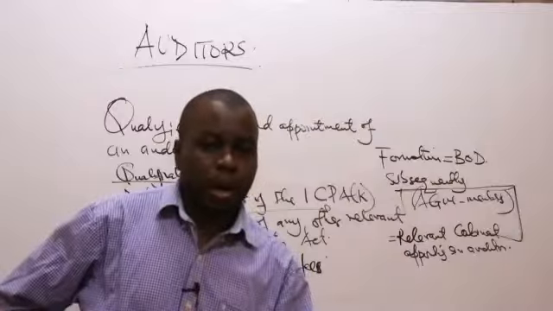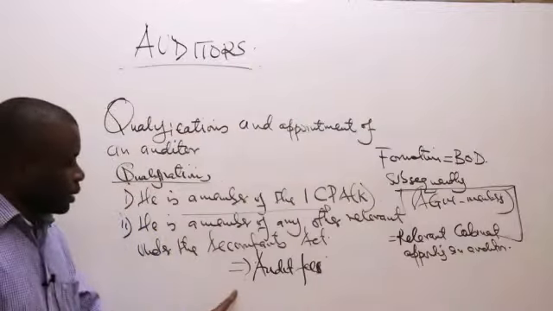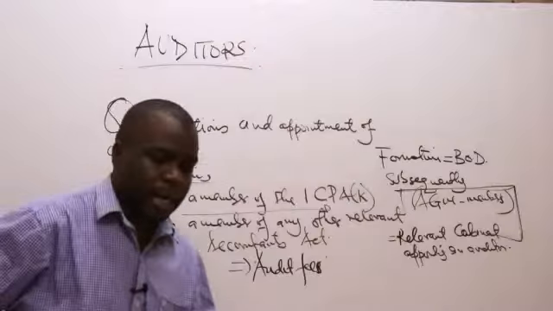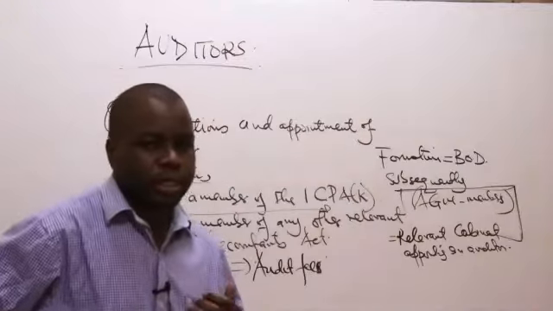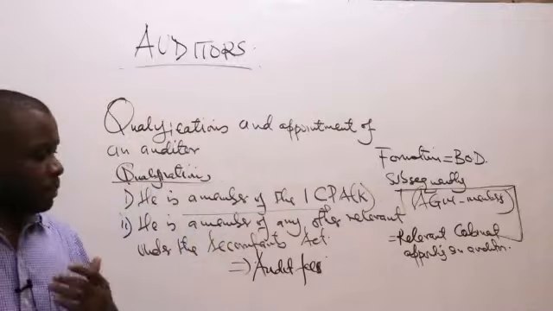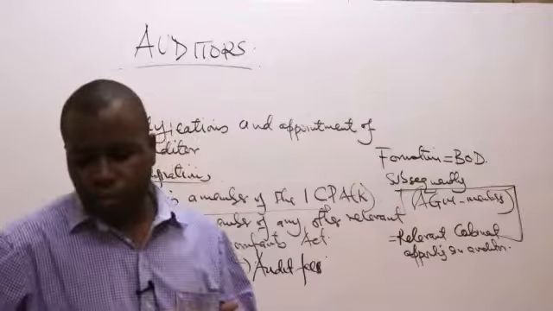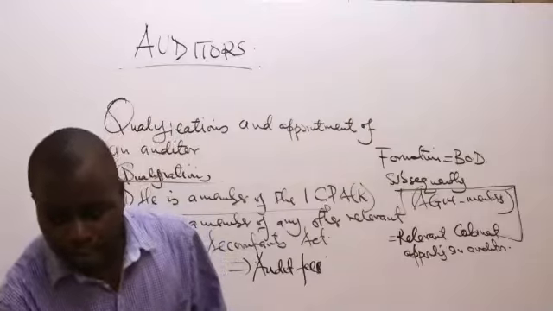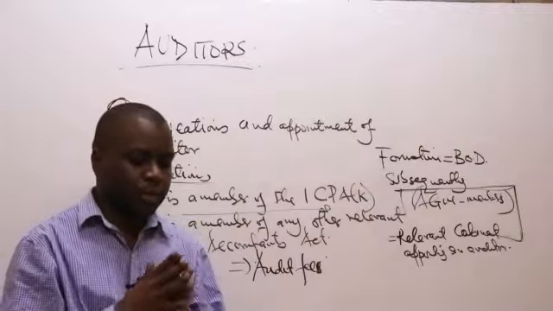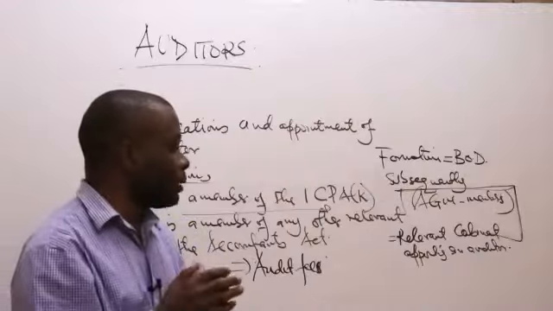So you can talk about audit fees. He can be paid audit fees. Number 2, you can talk about reimbursement of expenses incurred while carrying out his work as an auditor of the company. So that could be a way through which this particular auditor can be remunerated. The remuneration could come in those ways: audit fees or reimbursement of expenses.